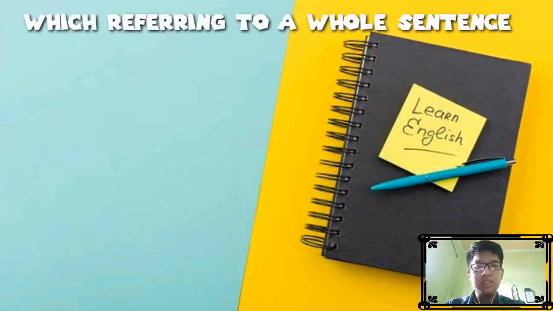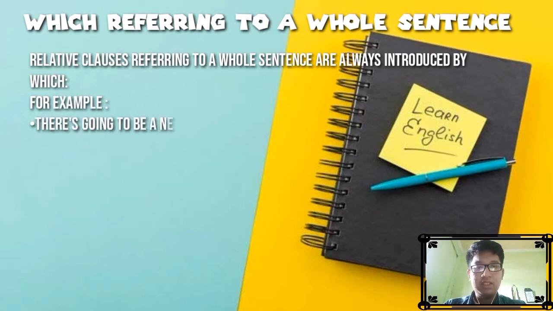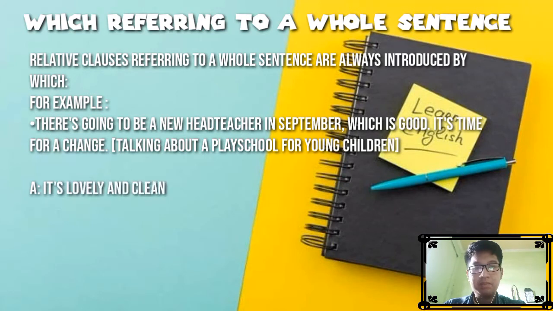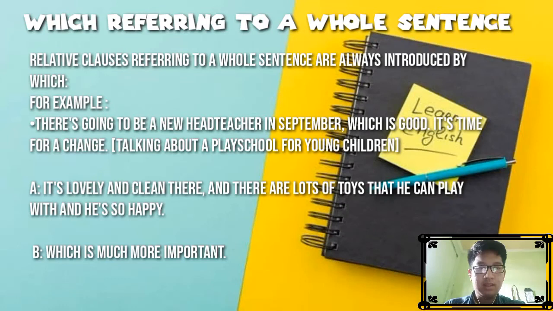Which referring to a whole sentence. Relative clauses referring to a whole sentence are always introduced by which. For example, there's going to be a new head teacher in September, which is good. It's time for a change. Talking about the play school for young children: Hey, it's lovely and clean there, and there are lots of toys that he can play with, and he's so happy. B: Which is more important?